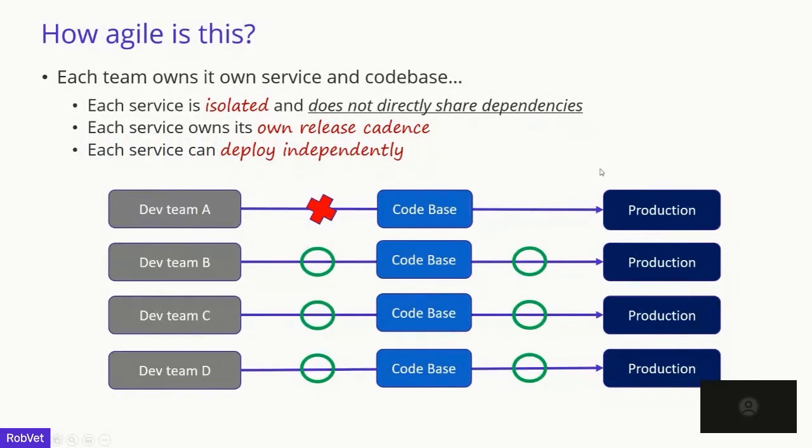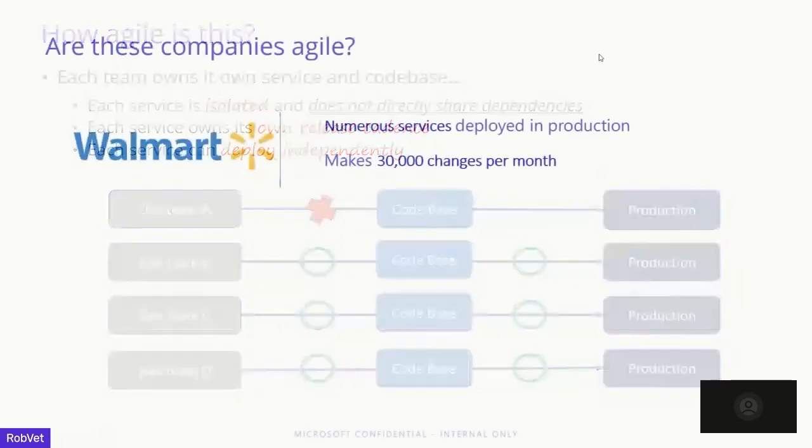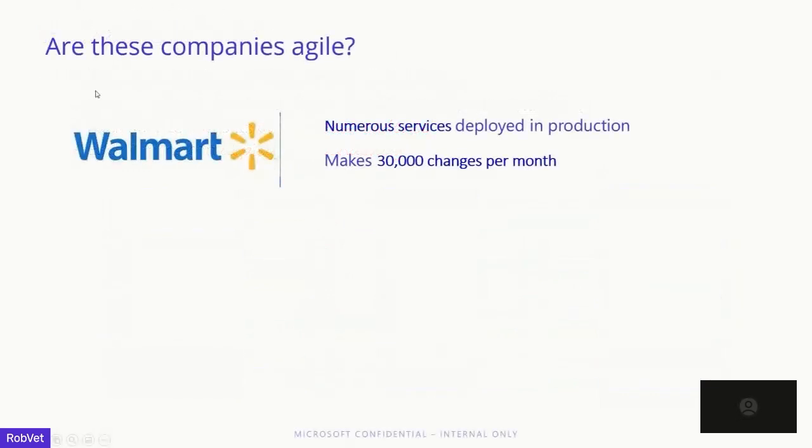So who are some of the big customers doing this, right? So let me ask you, look at Walmart. Is Walmart agile? When I say numerous services, I'm talking about many, many, many microservices deployed in production. Walmart claims to make over 30,000 changes per month to the back-end services. Think about that, 30,000 changes per month, right? That's a lot of changes. If you divide that by 30, do the math, okay?